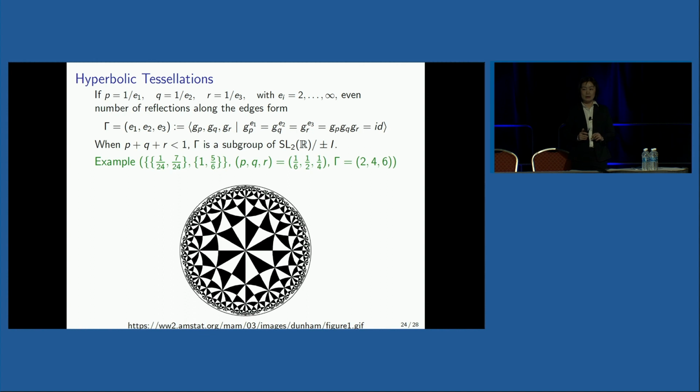In particular, if we focus on the case P plus Q plus R less than 1, like the previous example, we have the sum is 0. So we get a tessellation of the upper half plane.